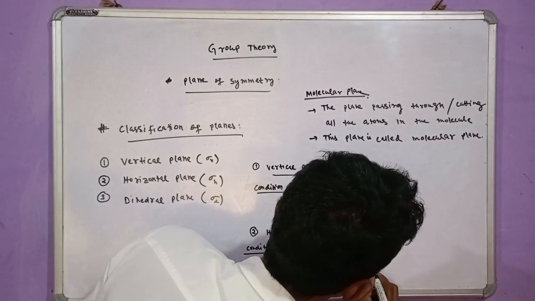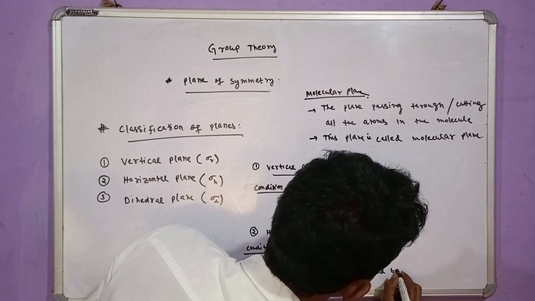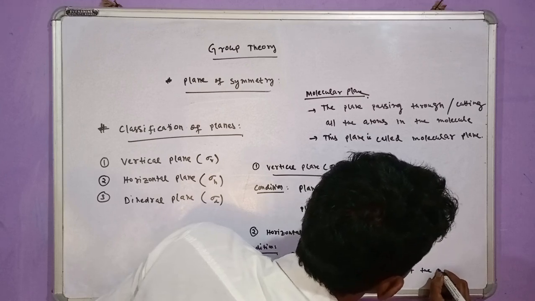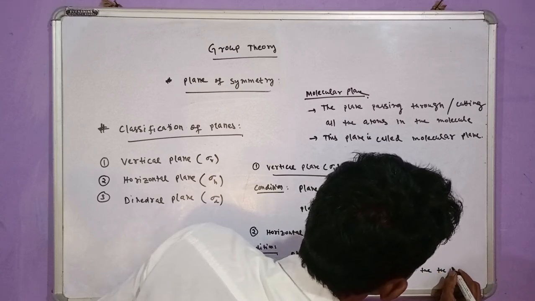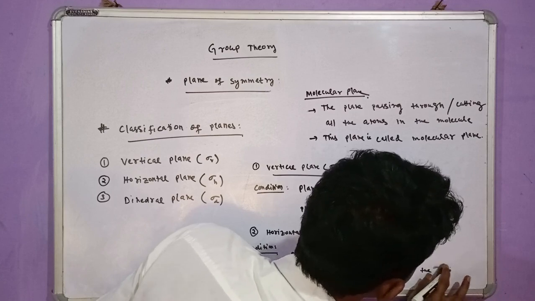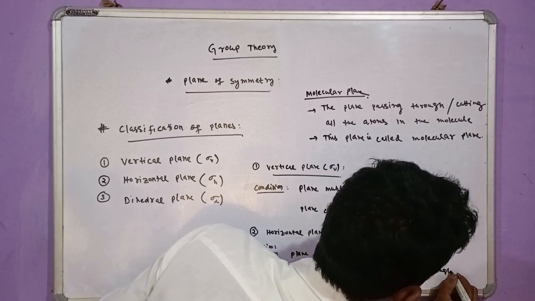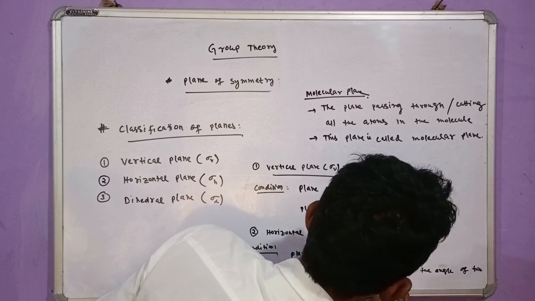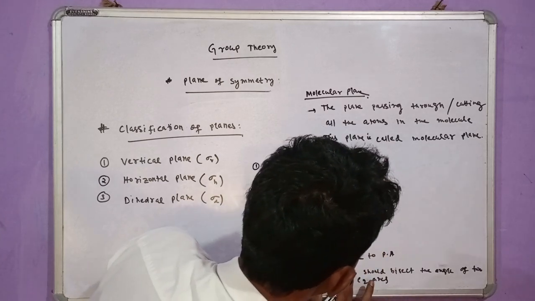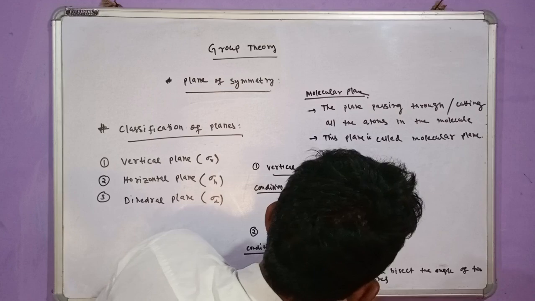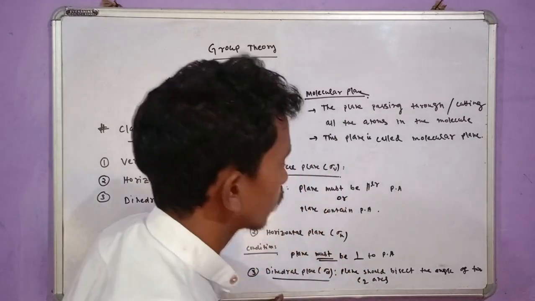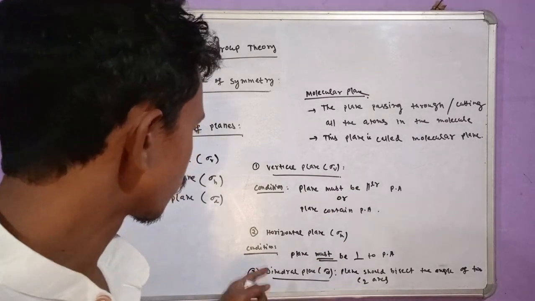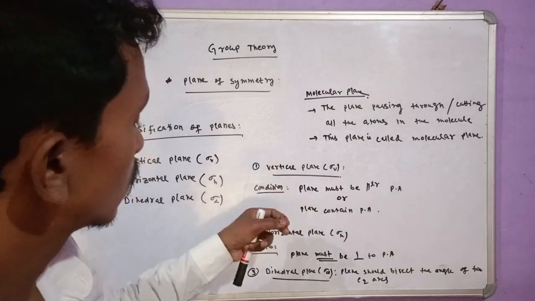it should bisect the angle of two C2 axes. Means the plane should bisect the angles of two C2 axes. Okay, so that we will discuss. We will take the examples and we will clear on it.